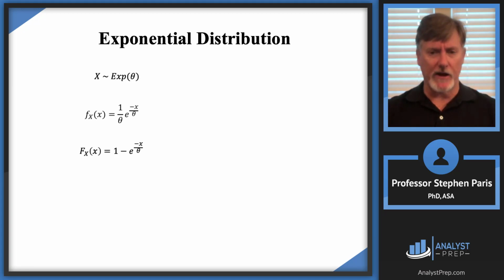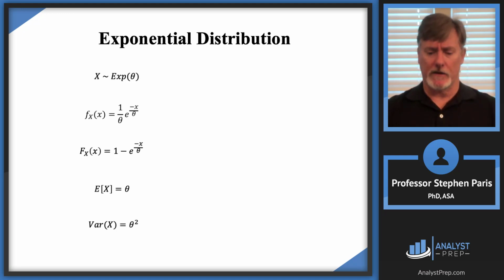The expected value of the random variable is just going to be equal to the parameter, as we're using the parameter here, theta. So the expected value is theta, and the variance of the distribution is going to be theta squared. So those are some facts that you need to commit to memory with respect to the exponential distribution. And by the way, this distribution is probably one of the most often tested distributions on actuarial exams.